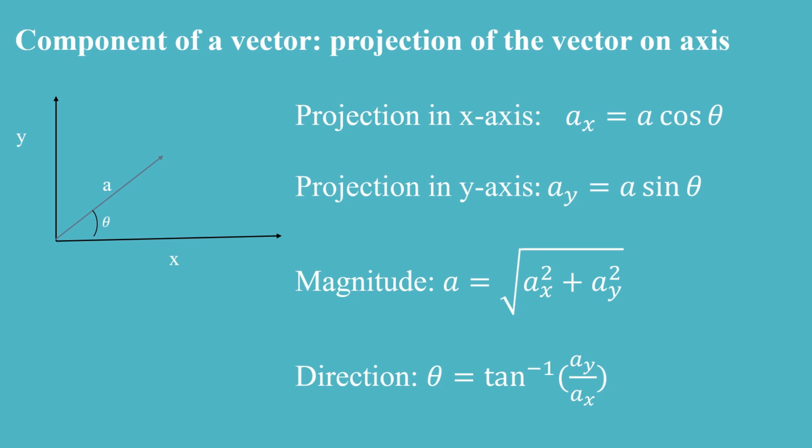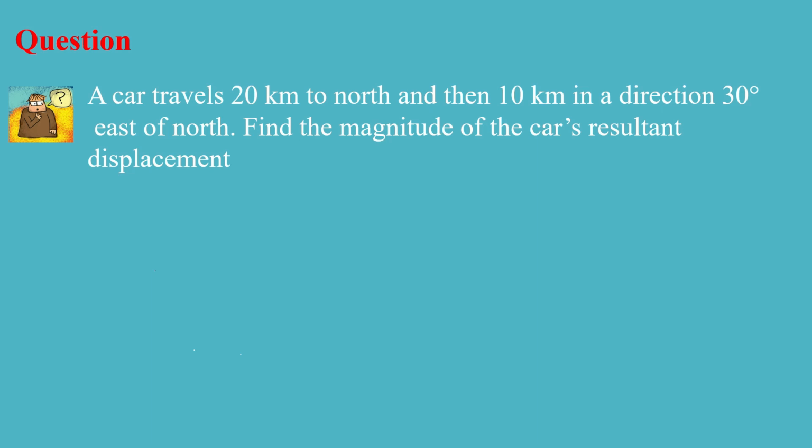Now let's look at one example. This problem says a car traveled 20 kilometers to the north and then 10 kilometers in the direction of 30 degrees east of north, and find the magnitude of this displacement, right? Let me draw it. So I have the x and y axis, and the car starts from the origin. It goes to the north, right? I'm gonna call it vector A, and then it goes to the east, so it's gonna be vector B right here, and then it's asked to find the displacement.